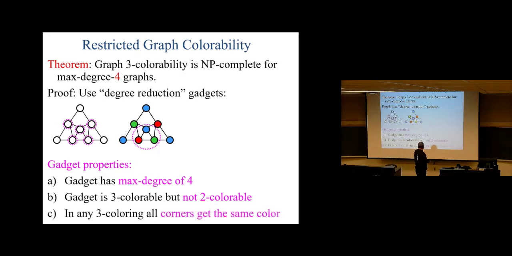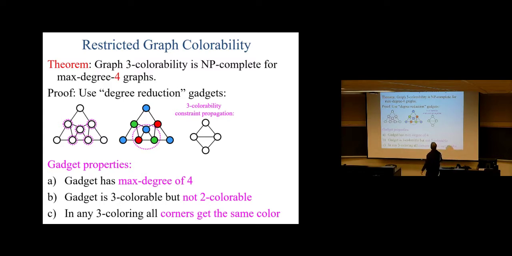The third property: in all three colorings that you come up with, the corners get the same color. So that corner, and that corner, and that corner, these three corners will all get the color blue. There's nothing magic about blue. It could be green, it could be red, but all three corners will necessarily have the same color. That requires a bit of a proof.